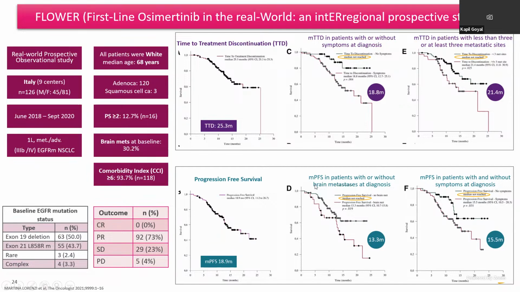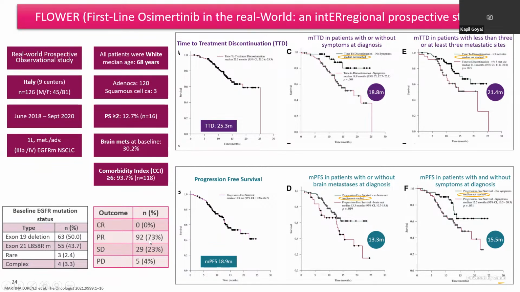Talking about the patients who had brain metastasis, the median PFS was 13.3 months, which is lesser than the average, and it was not reached in patients who did not have any brain metastasis. Similarly, the patients who had any symptom at diagnosis had a median PFS of 15.5 months, and it was not reached in patients who did not have any symptom. So conclusively, we can say that the efficacy data and the safety data in this study match what was seen in the FLAURA trial.